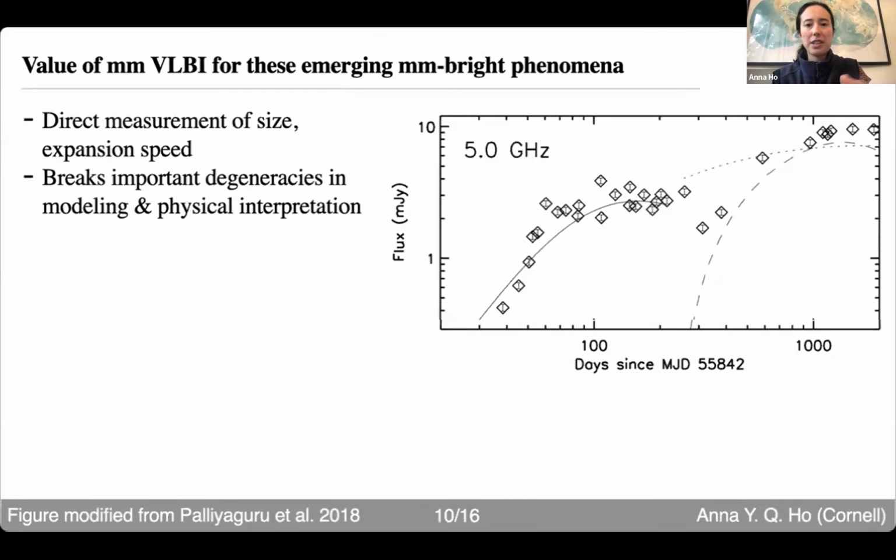So I won't go into the details. You can see lines, solid line, dashed line, dotted line. This is the authors trying to figure out, could this be a jet or is this just CSM interaction? And it's actually very difficult. And so what you really want is VLBI, as the best way to determine whether you're really seeing relativistic motion or not.